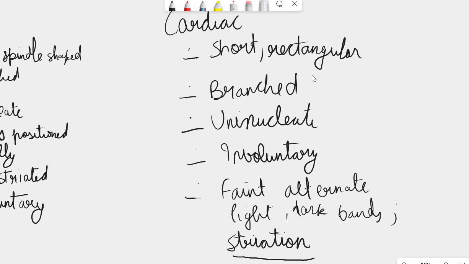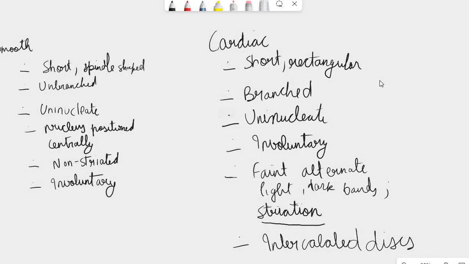Now that we have covered the two types, let's move on to the third, which is cardiac. It is short and rectangular. It is branched. It is uninucleate. It is involuntary, which means that we cannot consciously control them, but they work on their own. They show faint alternate light and dark bandings, which means they show faint striations. And also intercalated discs are present, which means the connection between the fibers.